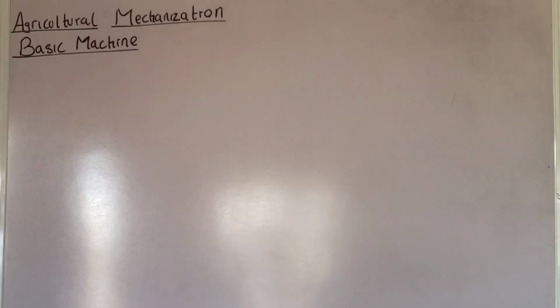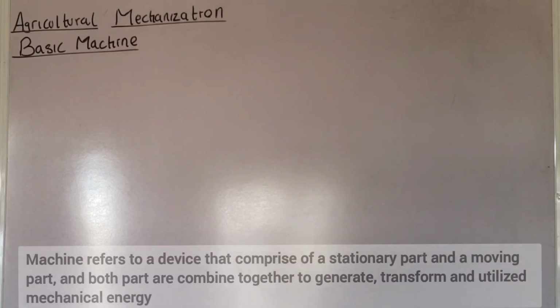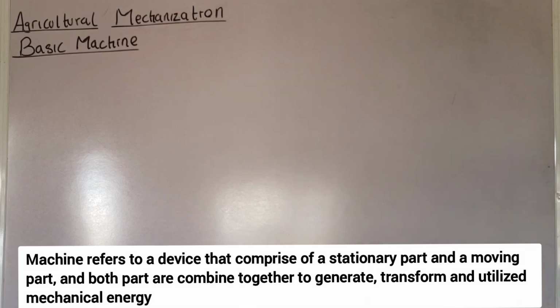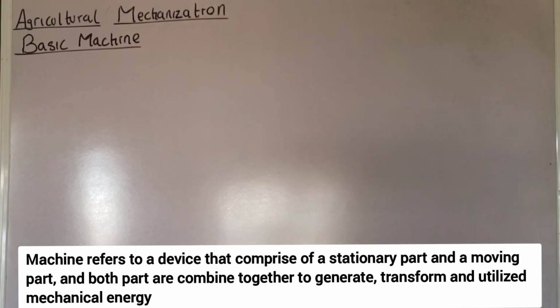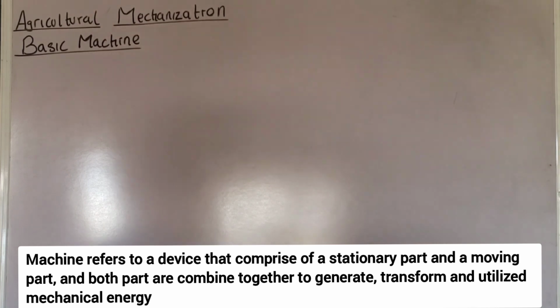So let's start by defining what is meant by machine. A machine is a device that comprises stationary parts and moving parts. Both parts are combined together to generate, transform, and utilize mechanical energy. That is the simplest definition of a machine.